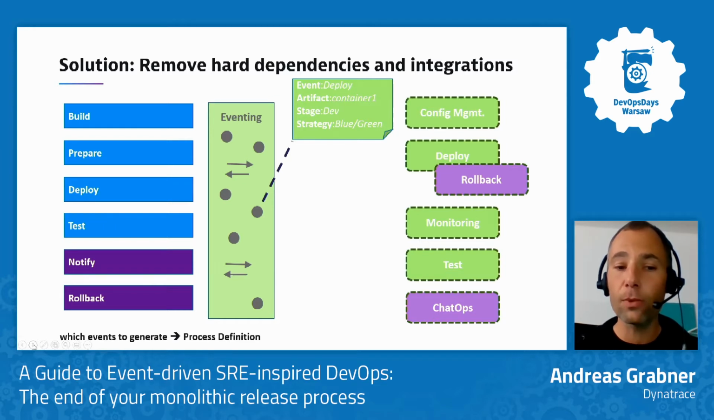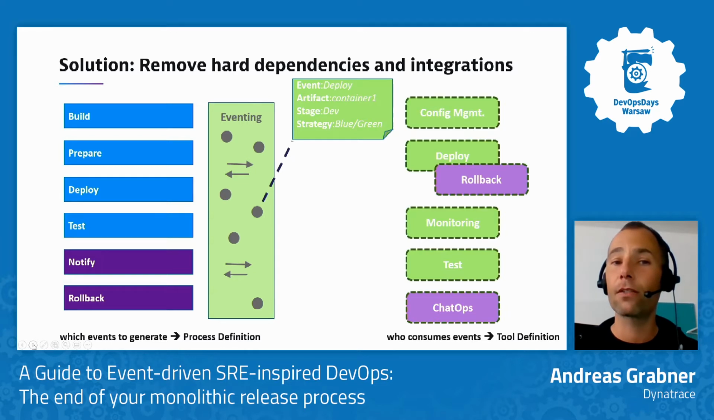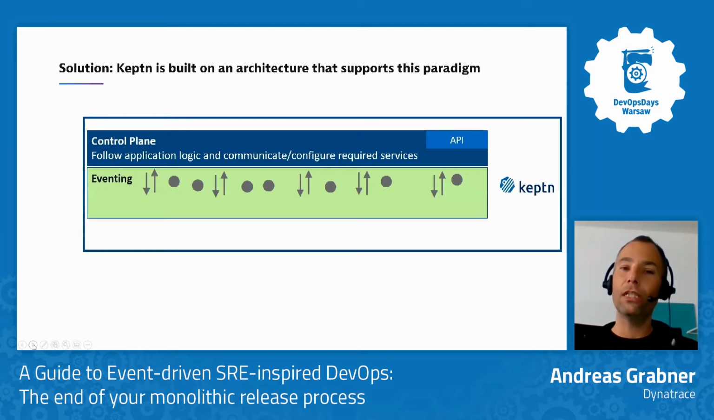So in the end, what we're doing is we need to figure out what is the process and what is the tooling, and we connect it through events. And this is exactly what influenced the architecture of Captain and why we built Captain the way we built it. Captain itself is a container-based solution. It's a service-based solution where one of the core components is a control plane.